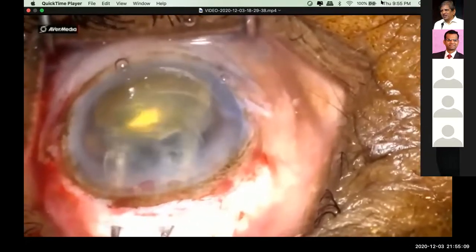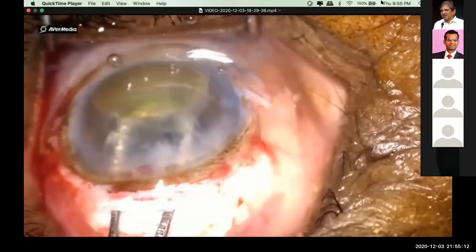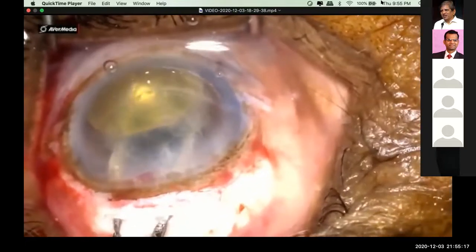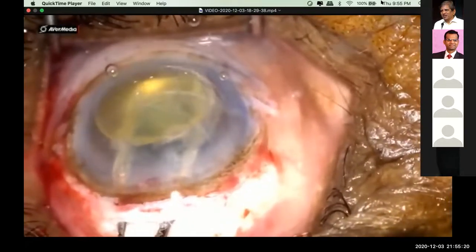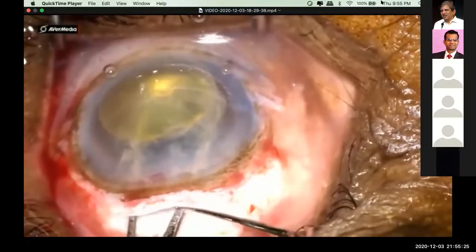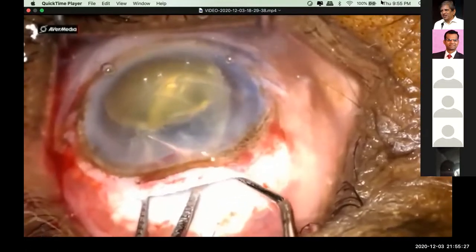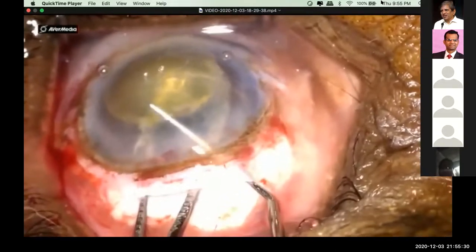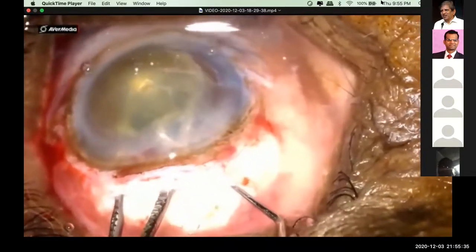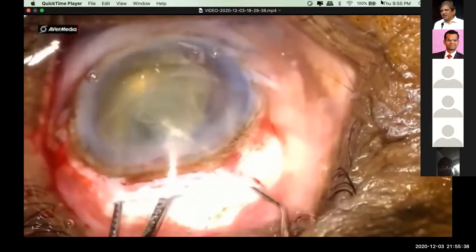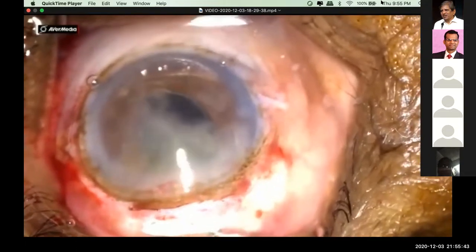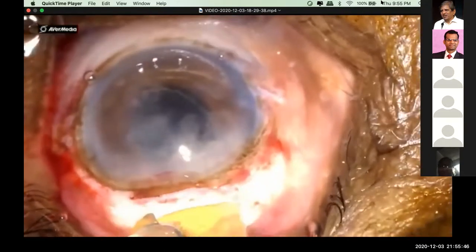And the vectis is tilted upwards. The nucleus just is coming out, coming up. And sometimes there must be an endothelial touch also. So the instrument is almost three-fourths covering the posterior part of the nucleus, and the upper instrument is not totally inserted. And the nucleus is being maneuvered outside the anterior chamber. Since the nucleus was very soft, grade 1 to 2, it came out easily.